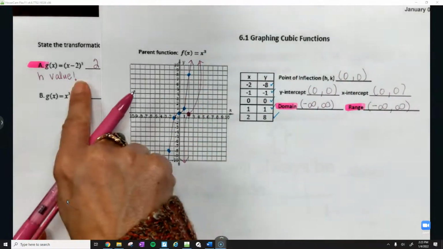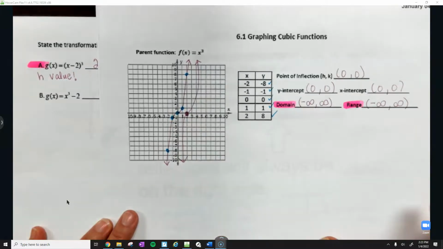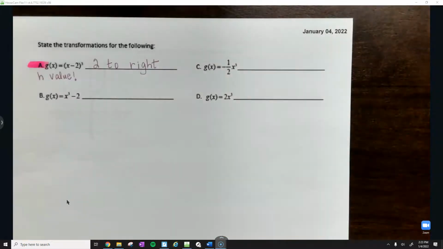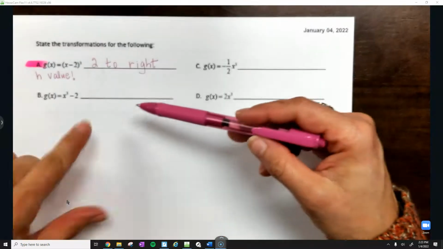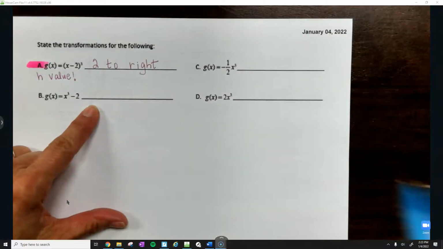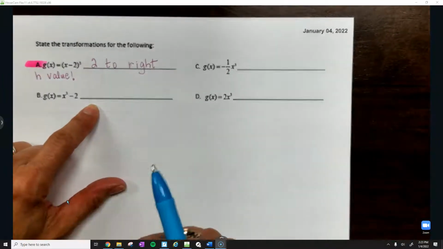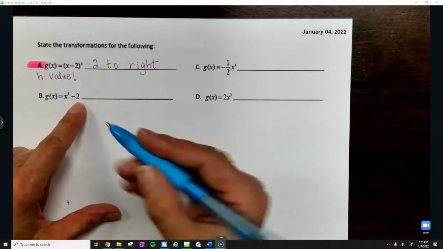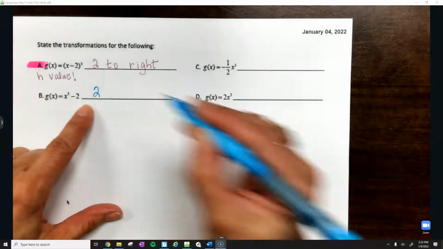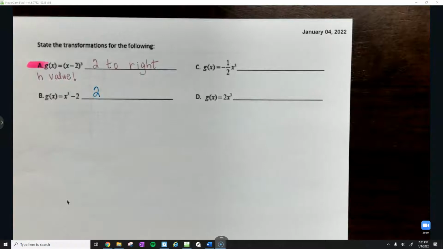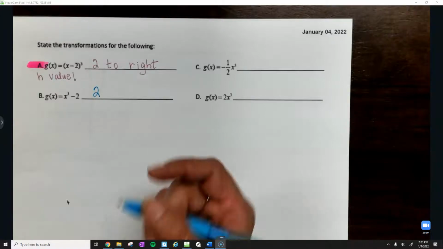So that would look something like that. That would match that, 2 places to the right. What's the transformation for letter B? There's no parentheses, so it's not sideways. It has to be either up or down. Is it 2 places up or 2 places down? It is down. Good job.